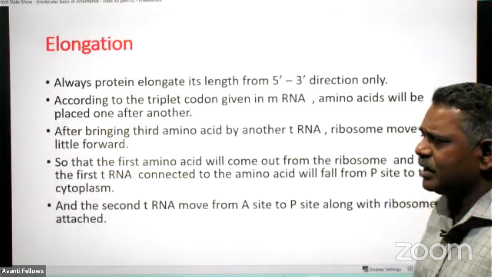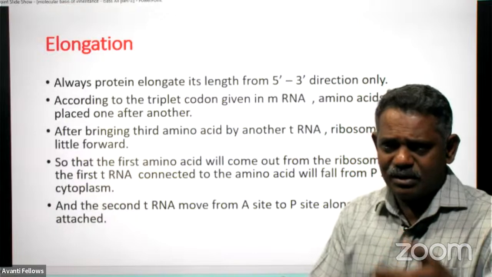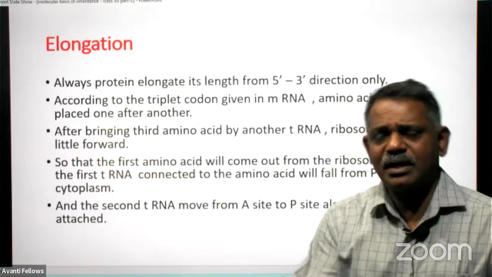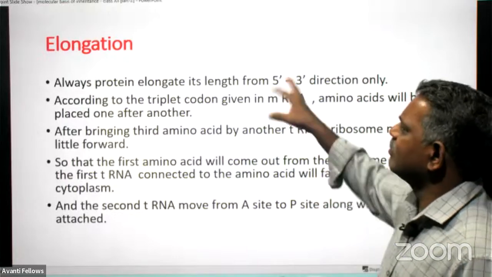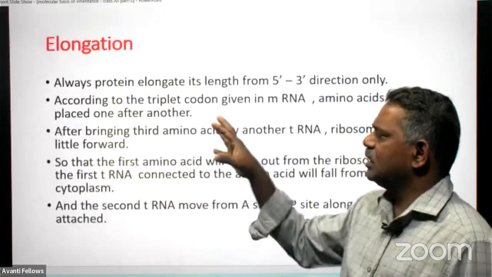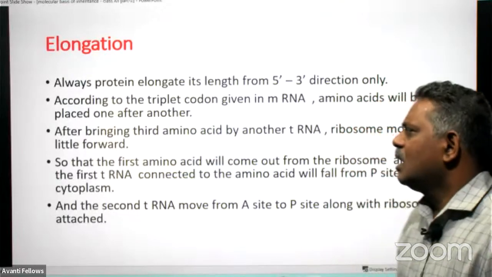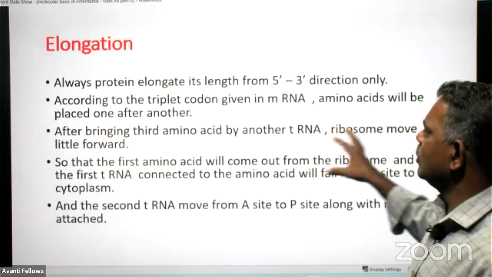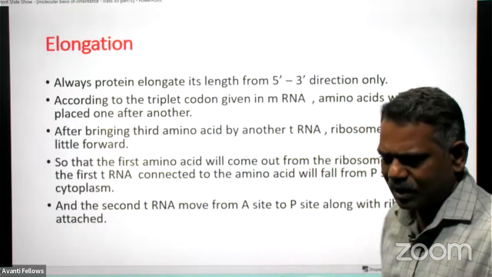The meaningless triplet codons, the introns, are taken out during processing. Exons have the meaning. So amino acids will be placed one after another. After placing the initial amino acid, the methionine, and after bringing the third amino acid by another tRNA, the ribosome moves a little forward.